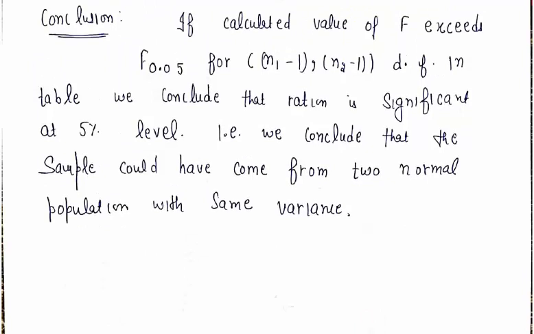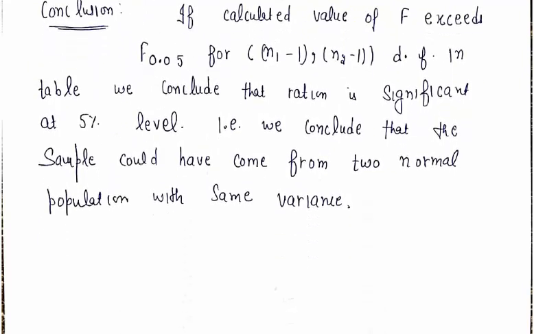So after finding the table value and the calculated value, our last step is comparison. After comparison we get one conclusion. If the calculated value of F exceeds the table value, then we conclude that the samples could have come from two populations with the same variance.